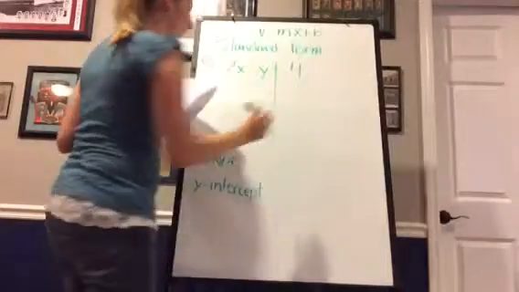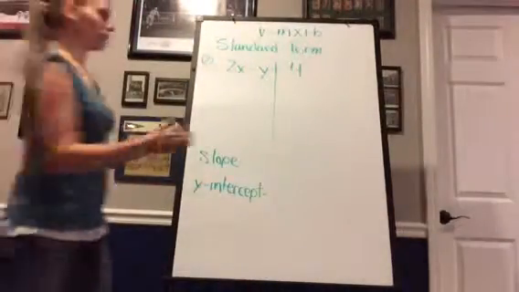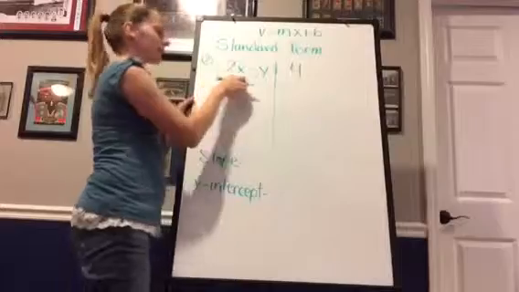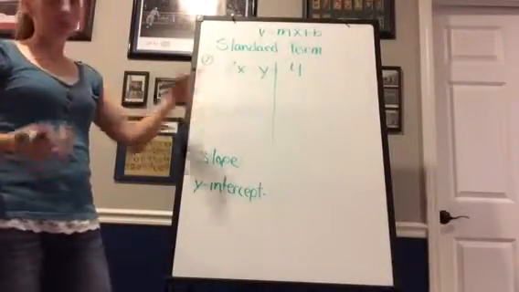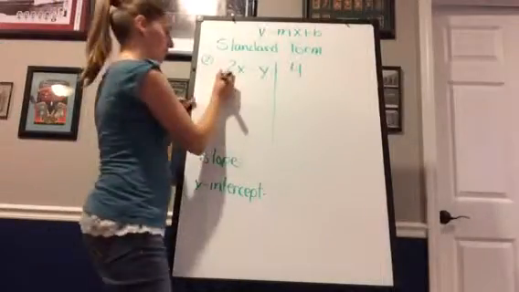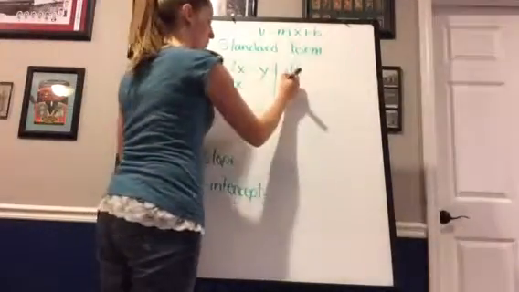And again, we're going to solve it. So to get y by itself, I've got to get rid of that x. That's the first thing I need to do. It's a positive 2x, so to cancel it out, I'm going to subtract 2x on both sides.